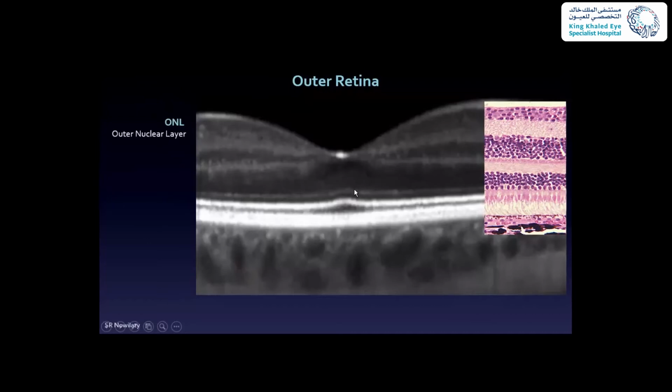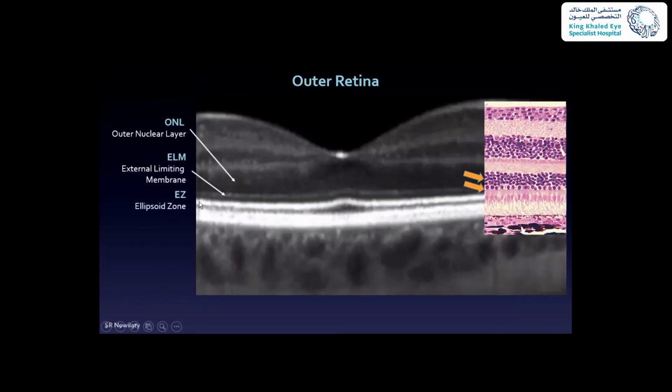Now let's look at the outer nuclear layer. The outer nuclear layer is the layer of all the nuclei of the photoreceptors, right there. That is hyporeflective. And then you've got what we call the external limiting membrane. It's a very, very thin membrane, okay? Very thin membrane right there, which is this little line right there, okay?